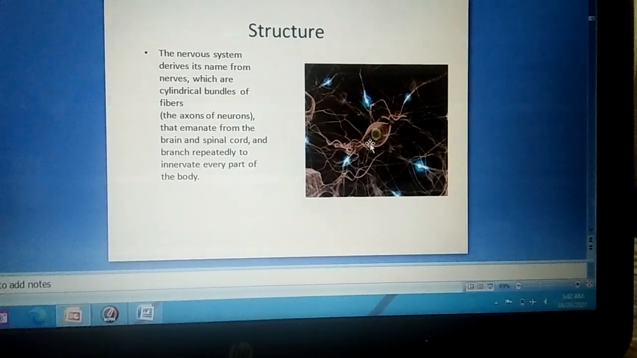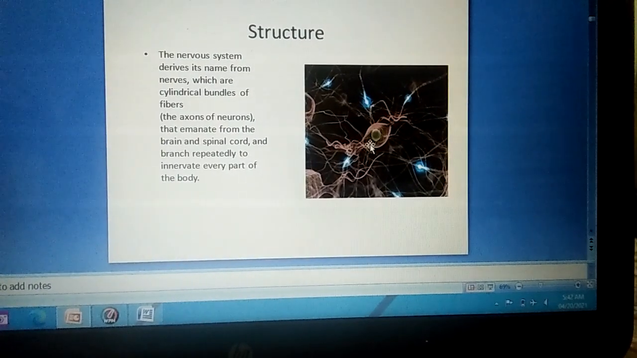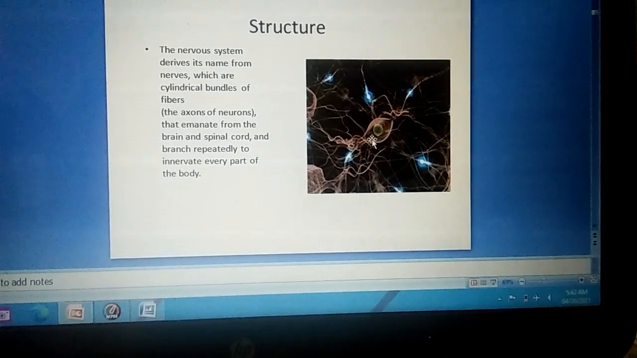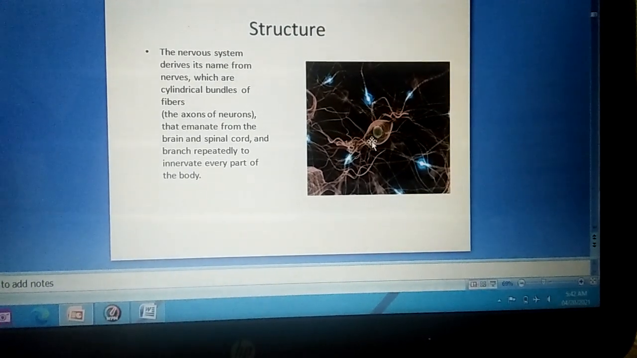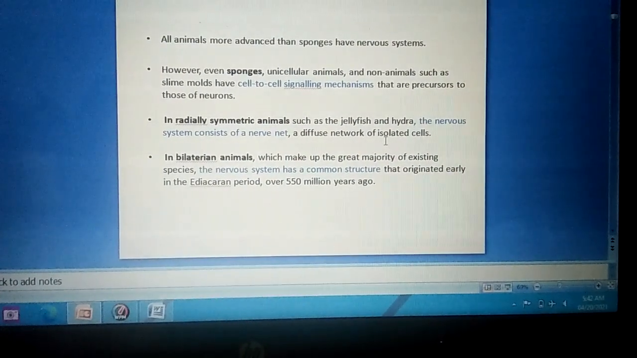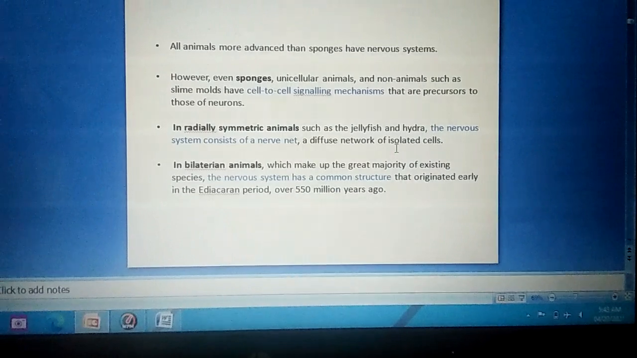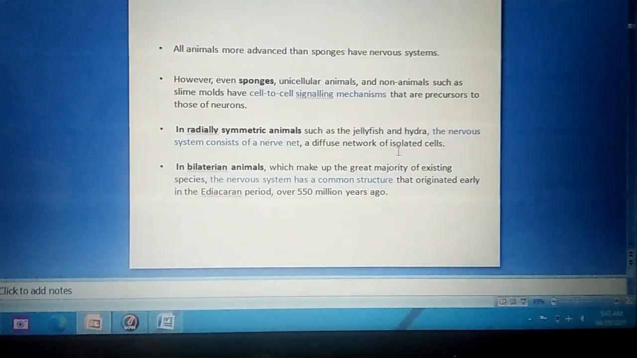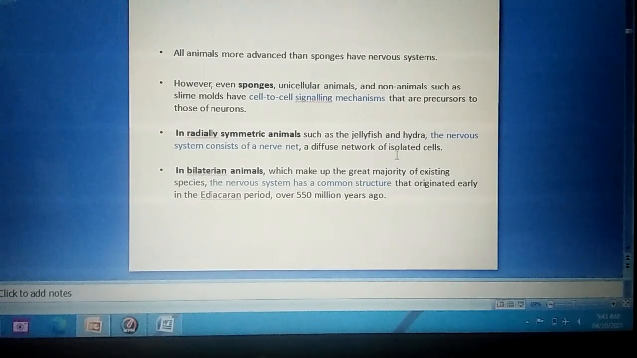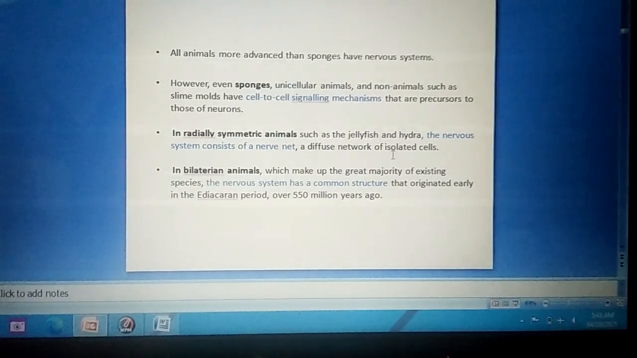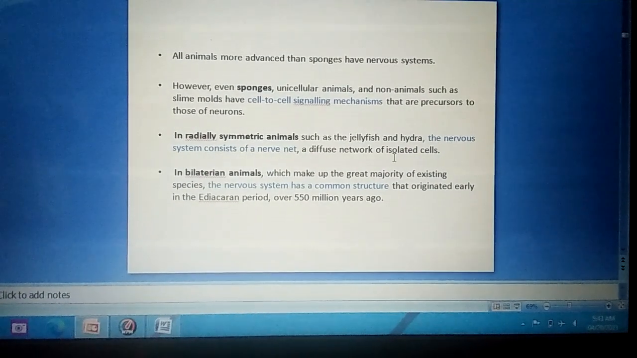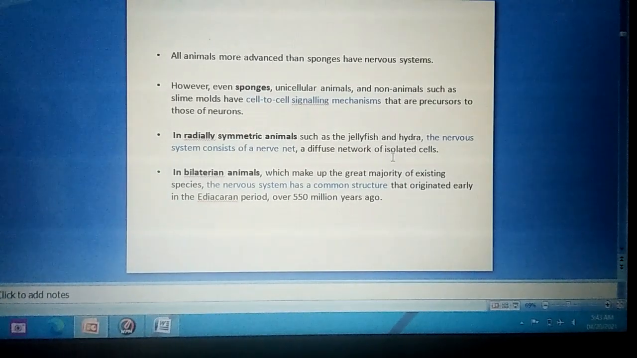Nervous system derives its name from the nerves, which are cylindrical bundles of fibers that emanate from the brain and spinal cord and branch repeatedly to innervate every part of the body. All animals more advanced than sponges have a nervous system. Sponges have cell-to-cell signaling mechanisms. Radially symmetric animals have a nervous system consisting of a nerve net. In bilaterian animals, the nervous system has a common structure.